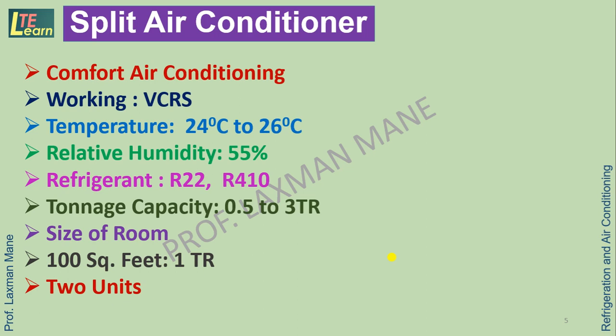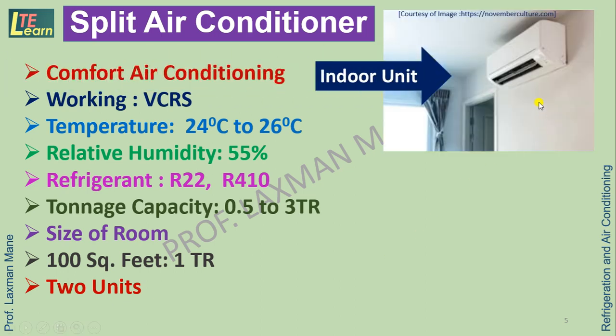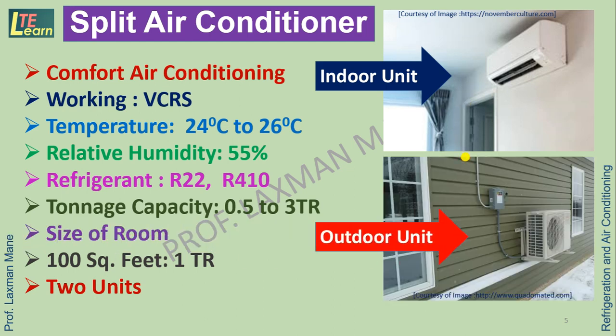Split air conditioner has two units. Indoor unit, which consists of cooling coil and expansion valve. Indoor unit produces cooling effect inside the room. Outside the room is the outdoor unit, which consists of compressor and condenser. Condenser rejects heat which is absorbed from the room air to the atmospheric side.